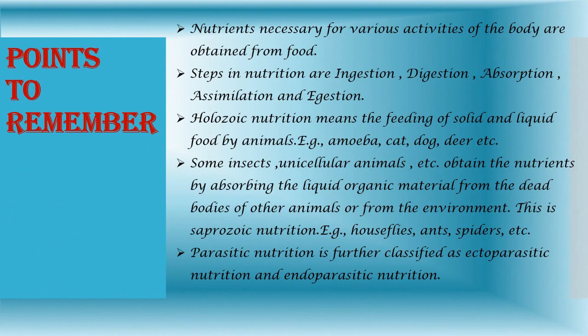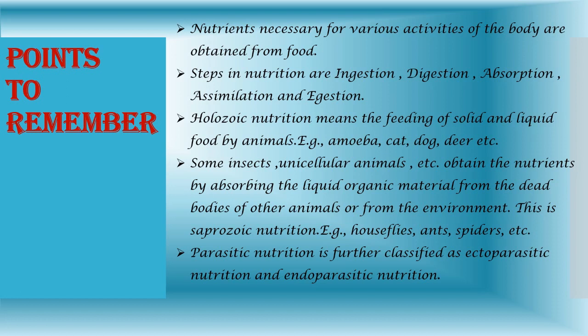Nutrients necessary for various activities of the body are obtained from food. And we studied about the steps in nutrition. So the steps in nutrition are ingestion, digestion, absorption, assimilation, and egestion. Then we studied about holozoic nutrition. Holozoic nutrition means the feeding of solid and liquid food by animals. For example, amoeba, cat, dog, deer, etc.